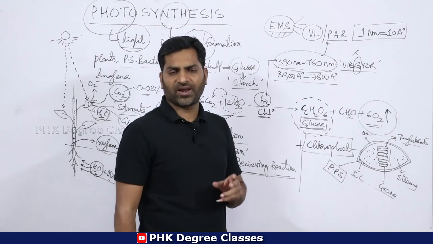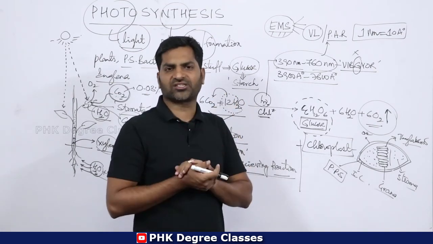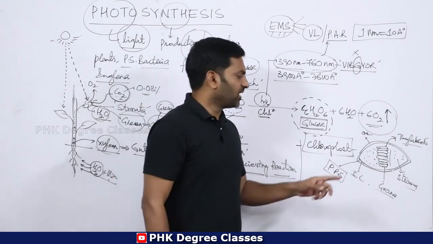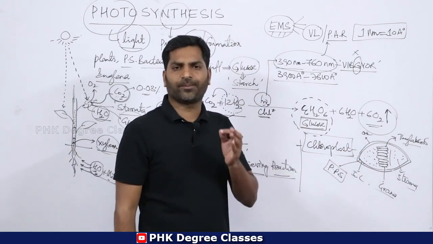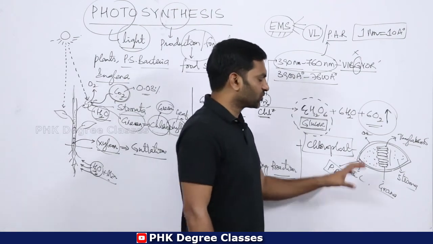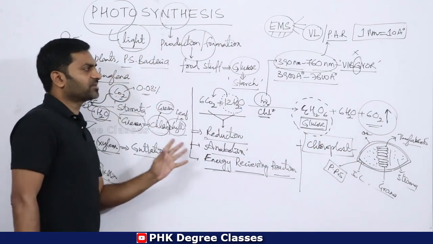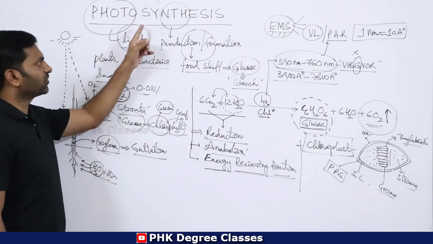So every chloroplast is basically a disc shaped structure which is enclosed with two layers, the outer layer and the inner layer. Between these two layers there is a space called the periplastidial space. Clear? So this is about what? The basic information regarding photosynthesis.